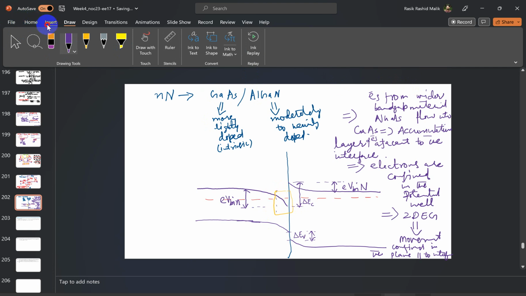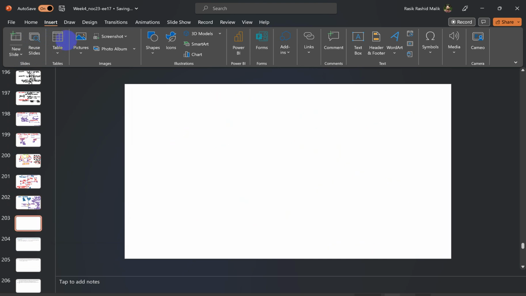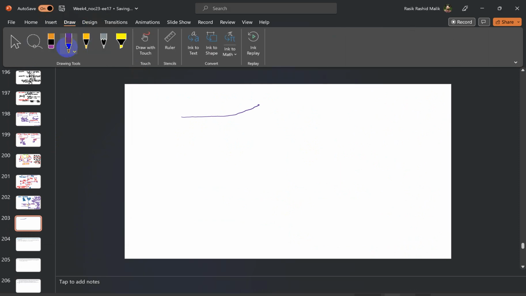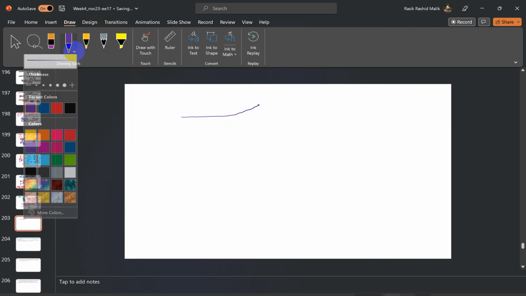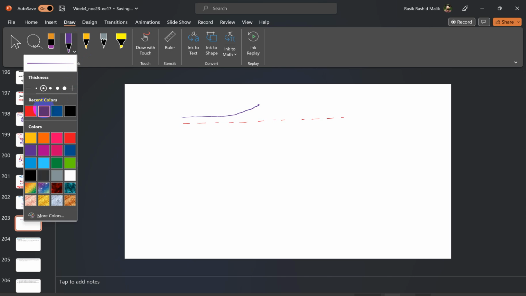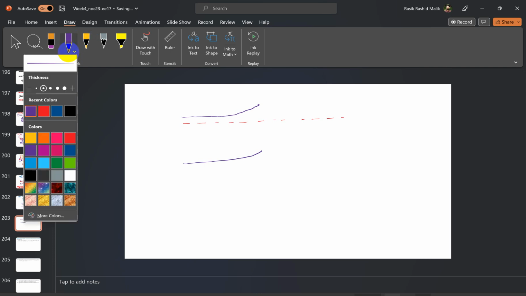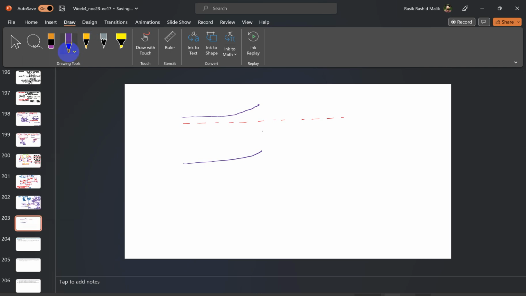So let me insert a new slide over here. I was talking about how we have a wider band gap material of aluminum gallium arsenide, and at the interface the band diagram will look like this. I should first draw the Fermi level. So this is my wider band gap material, and the narrower band gap material will be where there is the accumulation of electrons at the interface.